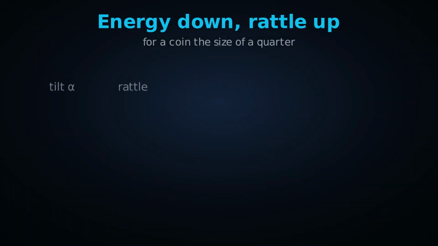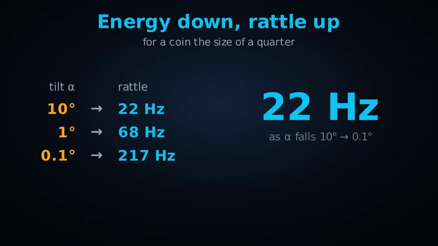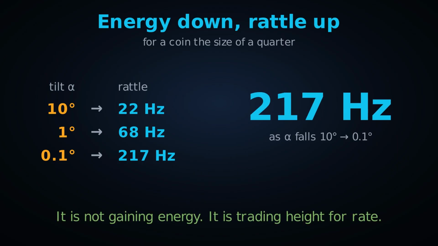Put those two facts side by side. The energy is proportional to alpha. The rate goes as 1 over the square root of alpha. They pull in opposite directions. So as the coin bleeds energy away and flattens out, the contact rate does not fall with it, it climbs.